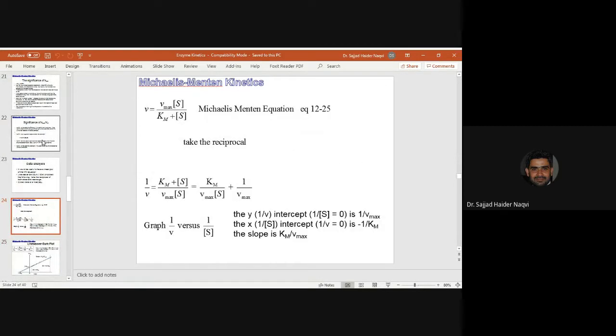Now, we'll do some mathematics for this. If this is the Michaelis-Menten equation we discussed, we take the reciprocal. You can see that for this v, we have taken 1 upon v. And as a result of this reciprocal, the graph is now plotted between 1 upon v versus 1 upon s instead of v versus s. So on the y-axis, instead of v, we are taking 1 upon v. And on the x-axis, instead of s, we are taking 1 upon s. Now, what is the benefit of doing this? I'll show you on the graph, it will be easier to understand from the graph.